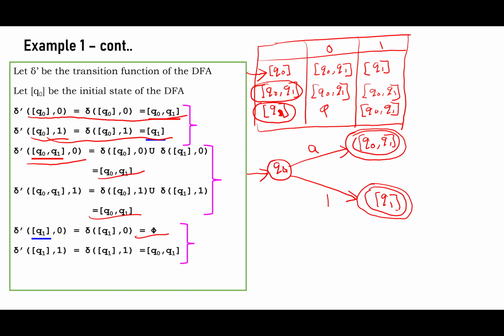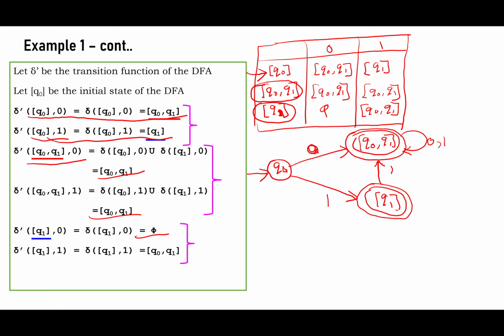So it is 1. Then what is Q naught Q1 comma 0? It is the same state Q naught Q1, so it is 0. Then what is Q naught Q1 comma 1? It is also Q naught Q1, so 0 comma 1. Then Q1 comma 0 is null, so we can leave it. Then Q1 comma 1 is Q naught Q1, so it is 1.